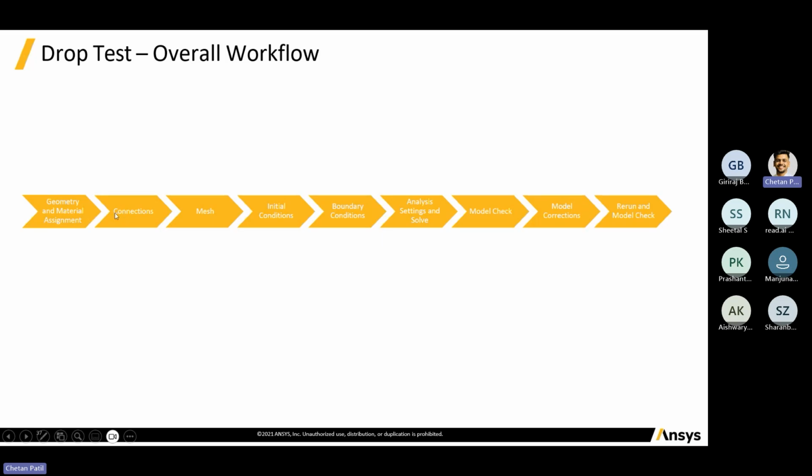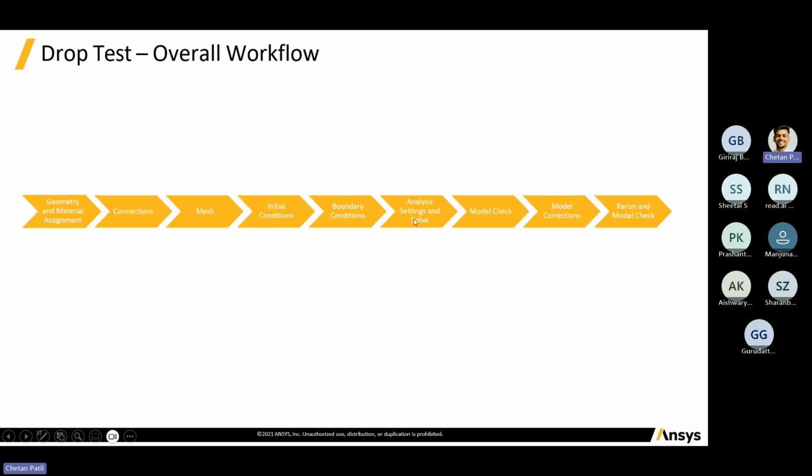Then we'll also go through the connections between the geometries, how to make the contacts and the body interactions for explicit simulations. Then the mesh that we are going to generate, the initial conditions we are going to provide, the constraints we are going to apply, and the analysis settings, that is the time step and the end time that we are going to decide, and solve it. Then we'll do the model check, then model corrections if required, and rerun the model with any variations in the conditions, and then do the post-processing part.